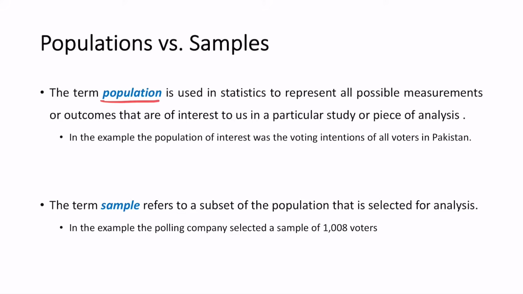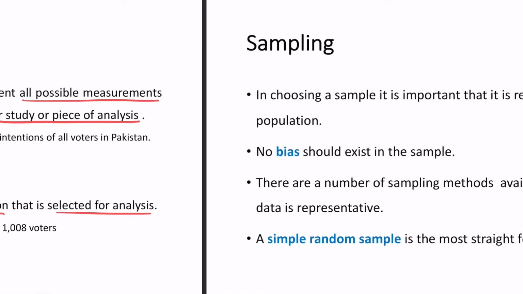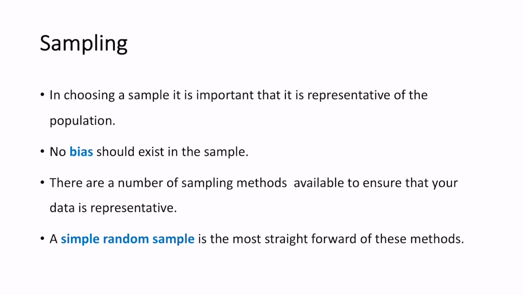Now remember, the term population here, as used in statistics, represents all possible measurements or outcomes that are of interest to us in a particular study or piece of analysis. The term sample refers to the subset of a population that is selected for analysis. For example, if you are taking all people with a certain cancer, that would be the population. Let's say you're taking people with carcinoma, what is the total population there? And the sample here is taking people on whom we specifically want to test a particular drug or therapy. So choosing a small part of the population is called a sample.